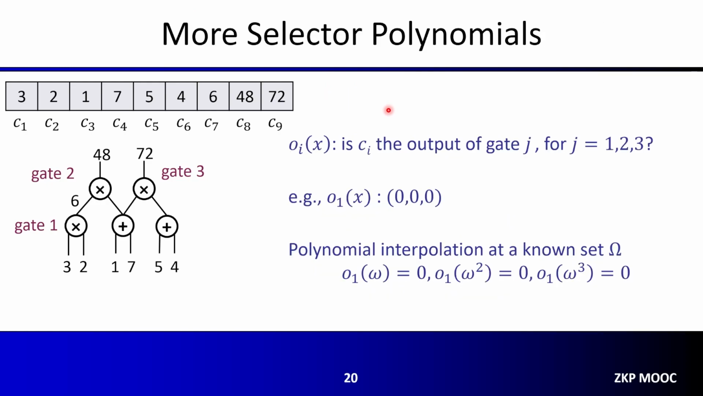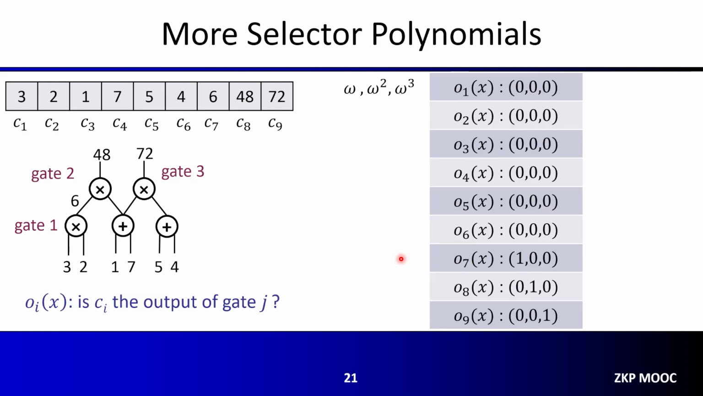Finally, we have the selector polynomial Oix for the output of each gate. Using the example, what is O1x? We're asking, is C1 the output of gate 1, gate 2, or gate 3? The answer is no for all of them, so we have a vector 0, 0, 0, and 0. We interpolate this polynomial and get a unique polynomial of degree 3. And finally, we have this entire table that corresponds to the output of every gate, defining the polynomials Oix.